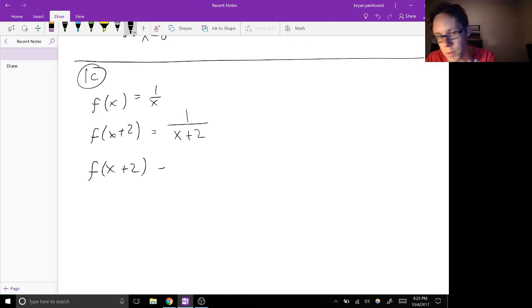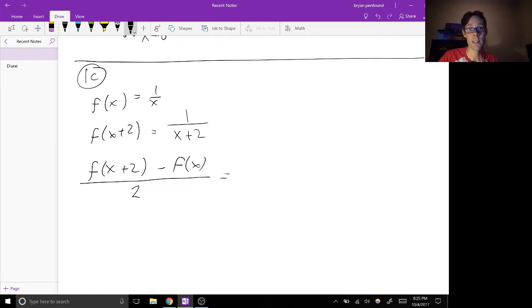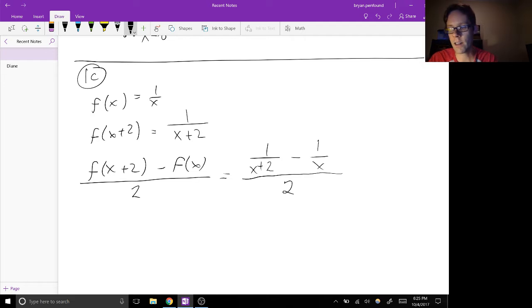And then the second step is to look at this difference quotient, something that we might see when we're going to find the derivative, for example, and simplify this as best as we can. So f at x plus 2 is this one, f of x is this one, and all of this is divided by 2.